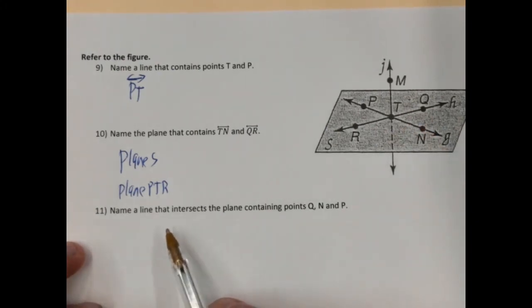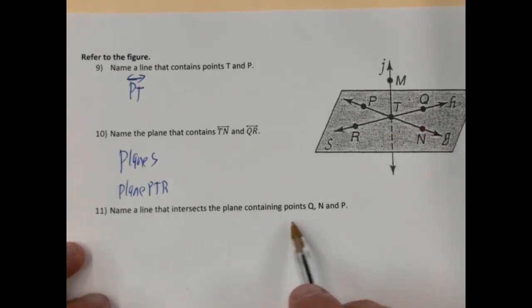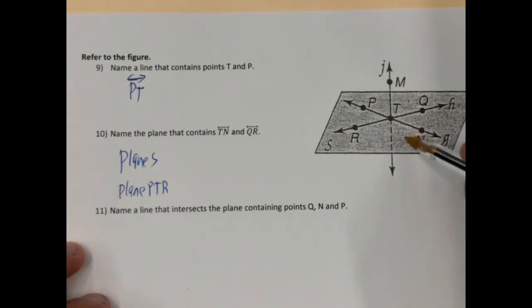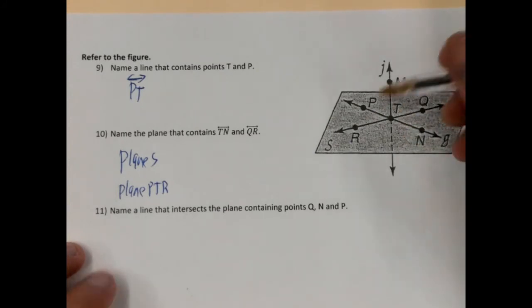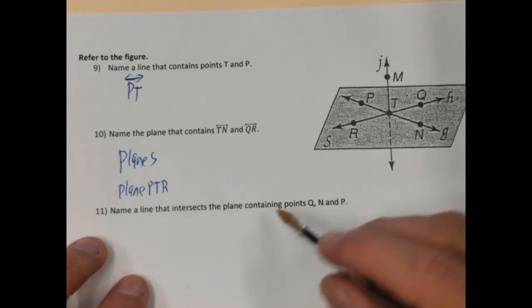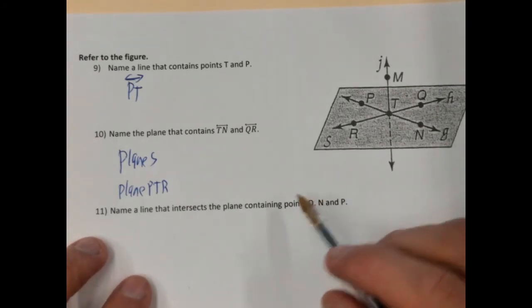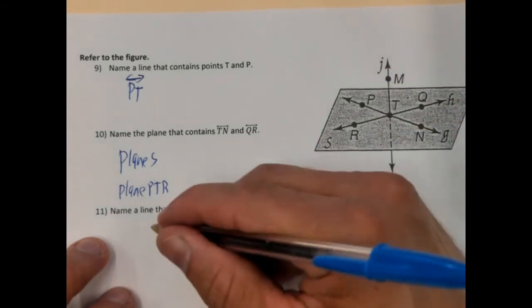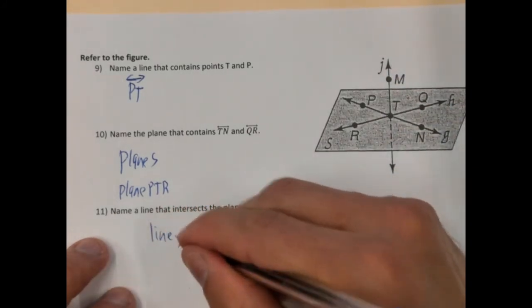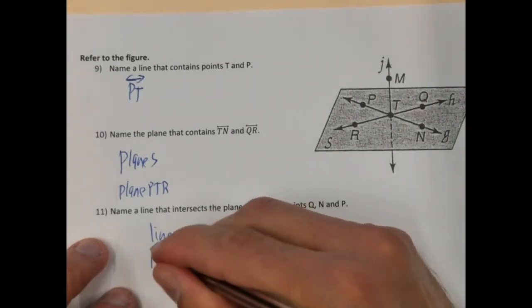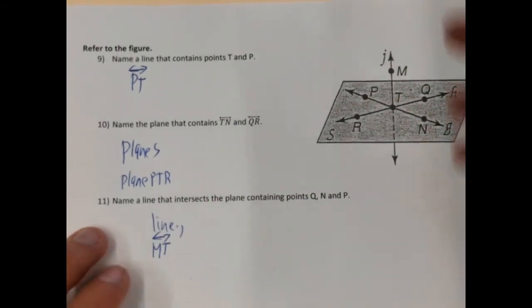Name a line that intersects the plane containing points Q, N, and P. Okay, I misread it. I thought these were the points on the line, but this is actually describing the points on the plane. A little confusing. So what's the line that intersects this plane? Well, it'd be line J. You could also call it line MT, because those are 2 points that are on the line, or line TM.